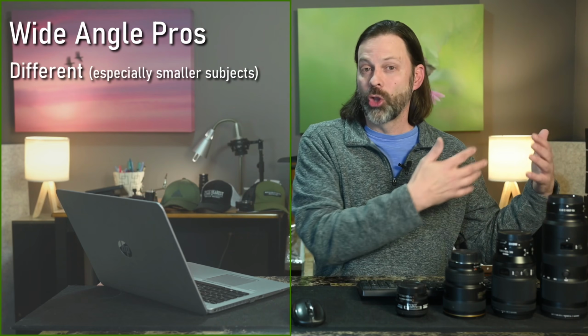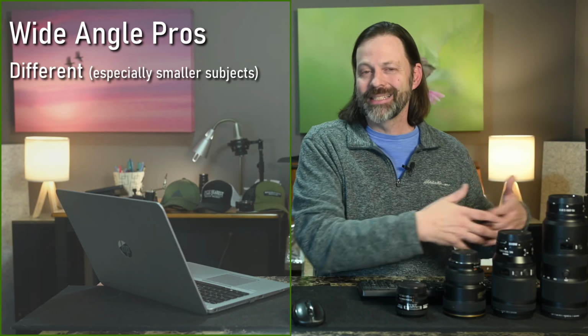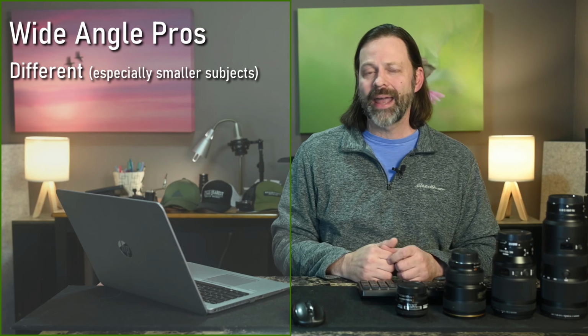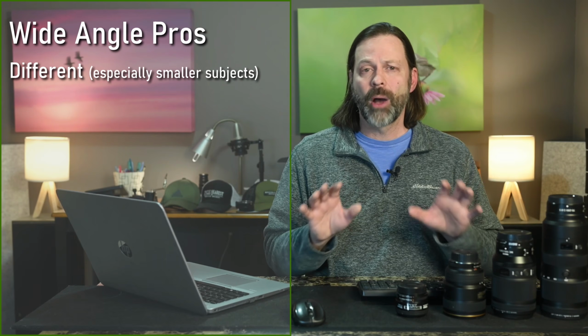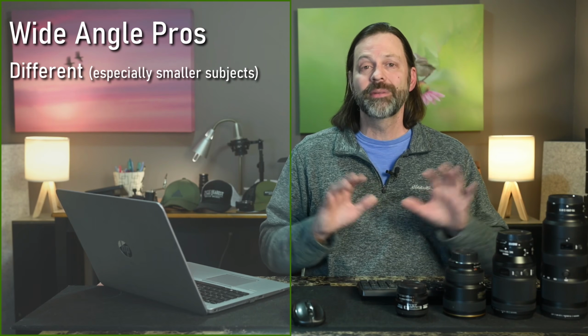It's more common with larger species. I showed you the bison and the elephant. It's a little more common to use wide angle there. But when it comes to birds, it's a little bit tougher. So one of the pros about wide angle photography with birds is it's just going to be different.